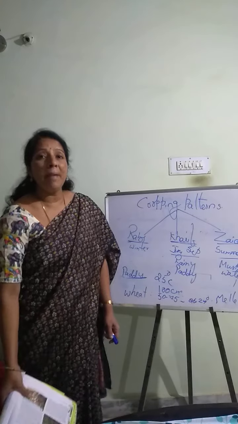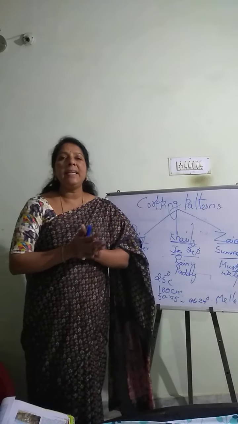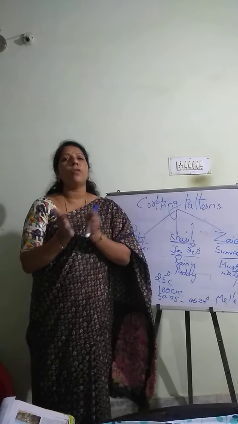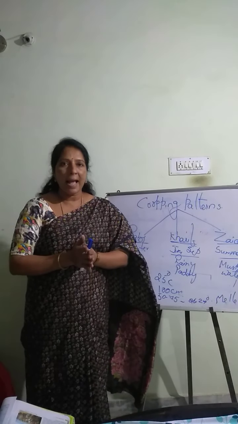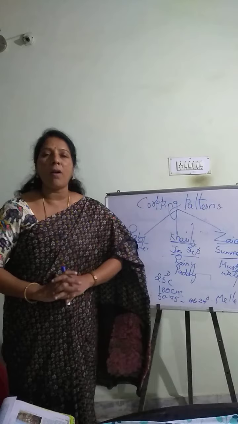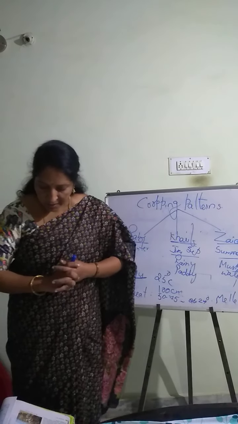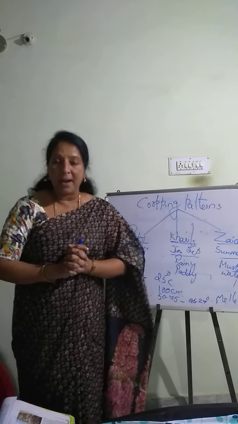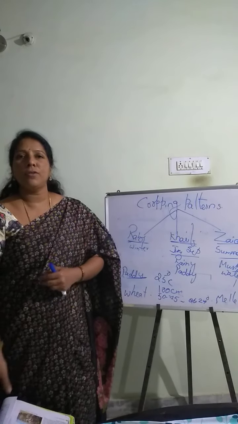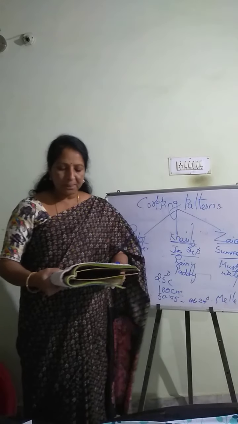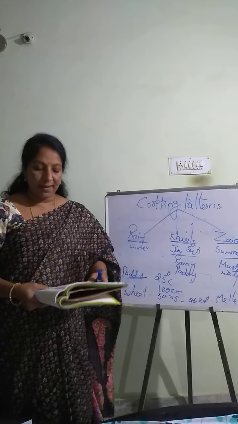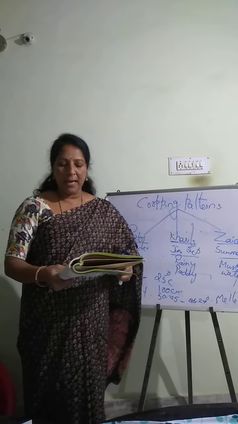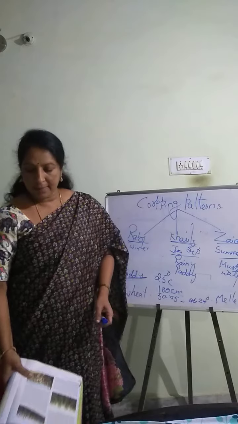And the next one is maize. Maize is another crop. It is a food for humans and also fodder for animals. It is used both as food and fodder. The major maize producing states are Karnataka, Madhya Pradesh, Uttar Pradesh, Bihar, Andhra Pradesh and Telangana.